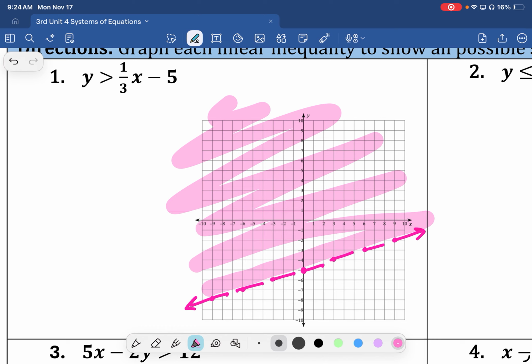We're going to do systems today too. I'll tell you when you need to use the second color. All right. For number 2.